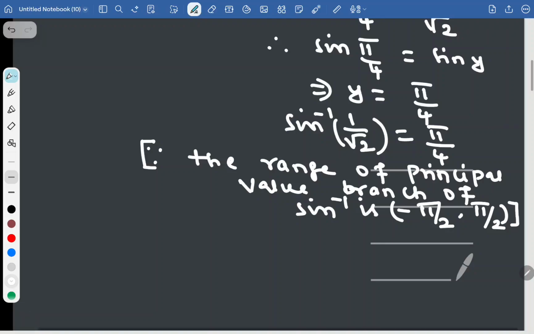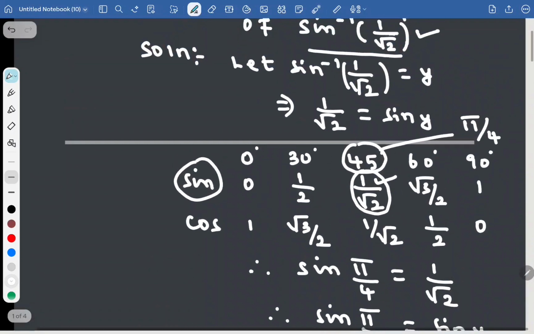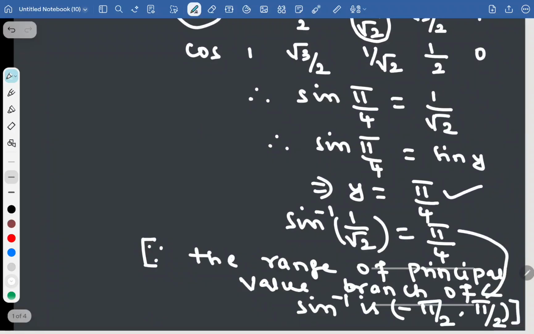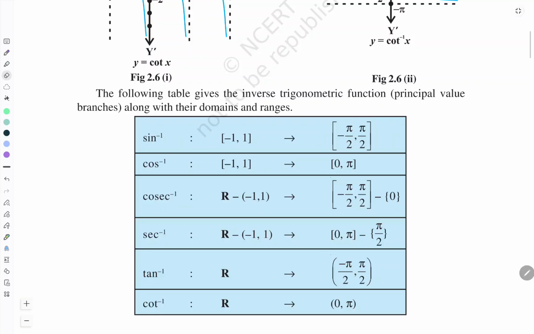And most important thing, the range of principal value branch of sine inverse is minus pi by 2 comma pi by 2, which is an open interval. This pi by 4 lies in this interval minus pi by 2 comma pi by 2. For example 1, the principal value for sine inverse of 1 by root 2 is pi by 4, which is the correct one.